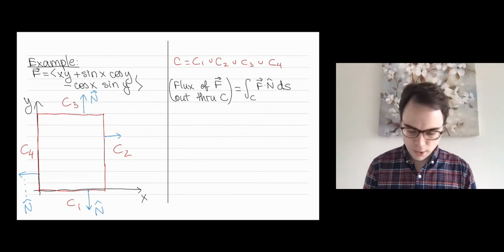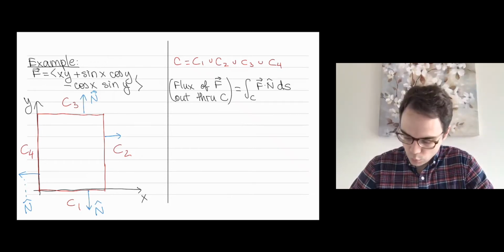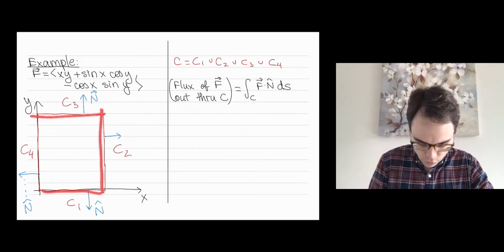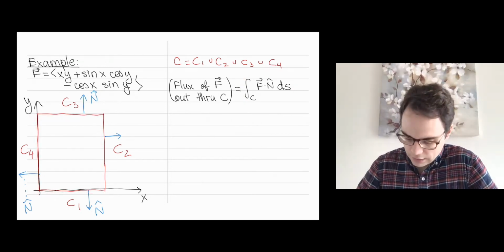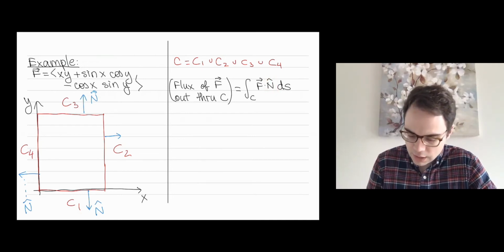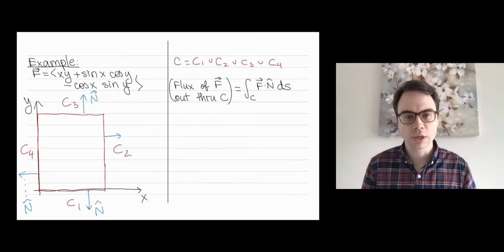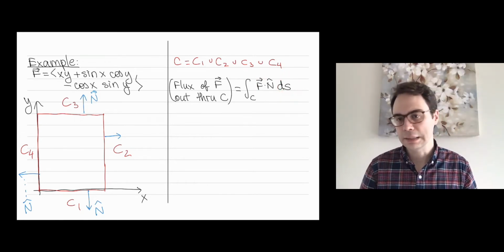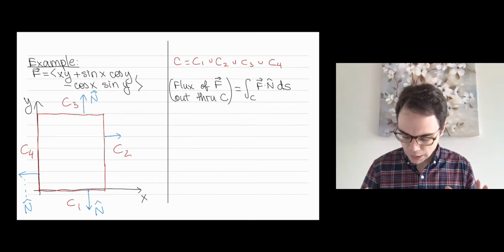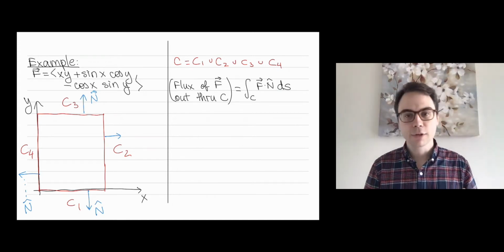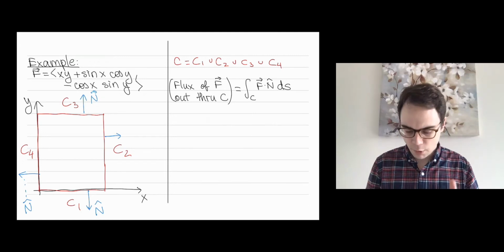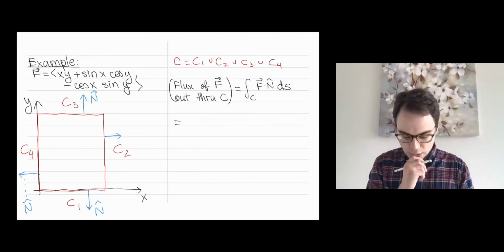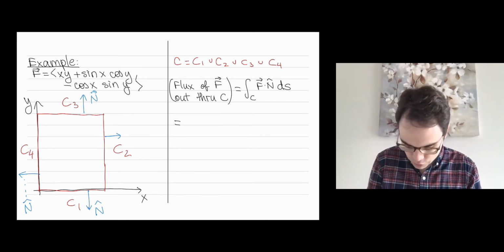Okay, so one way we could do this is just perform 4 line integrals, one over each side, and then you have to figure out what n is on each of these sides, what F is on each of these sides, parameterize the 4 sides, compute ds for the 4 sides, and then evaluate the integral. But it turns out that here we have a closed curve, so it's probably easier, and in fact it is better, to use Green's theorem. So let's just use Green's theorem.